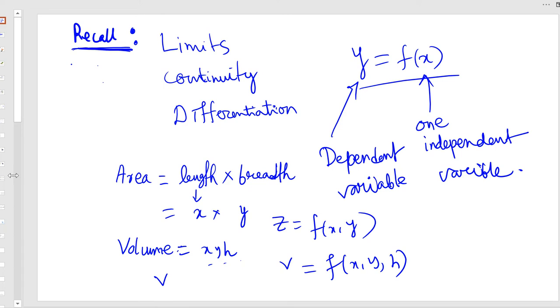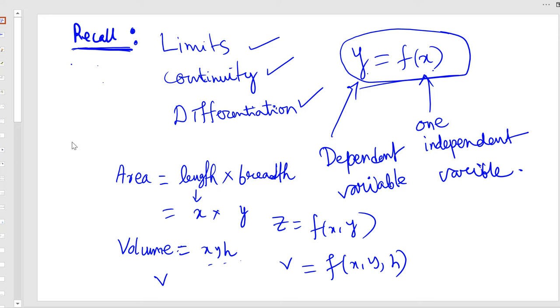So, to start with this topic, let us recall the concept of limits, continuity, and differentiation for the one variable case. When you have a function of only one variable, one is the dependent variable and the other is the independent variable.